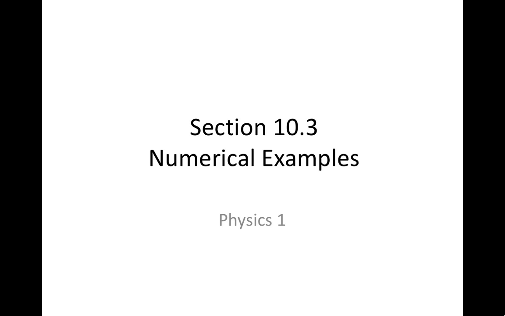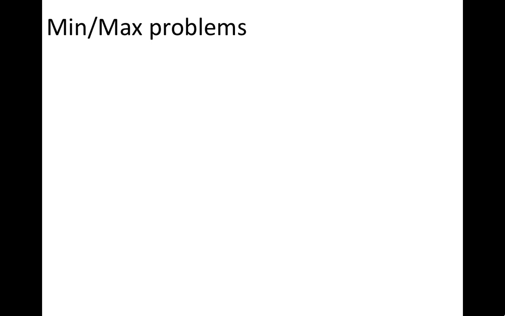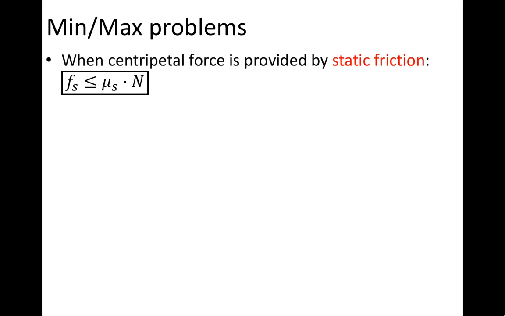In section 10.3, I'm going to do some numerical examples featuring objects undergoing circular motion. In circular motion problems, it's very common to be asked to calculate some minimum or maximum value. And there's three different situations. The first is when the centripetal force is provided by static friction. An example of this is a car rounding a curve.